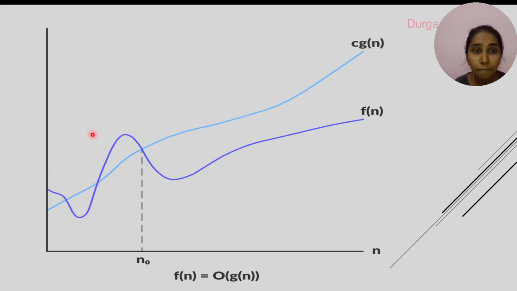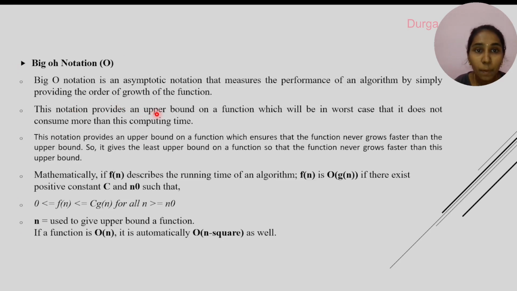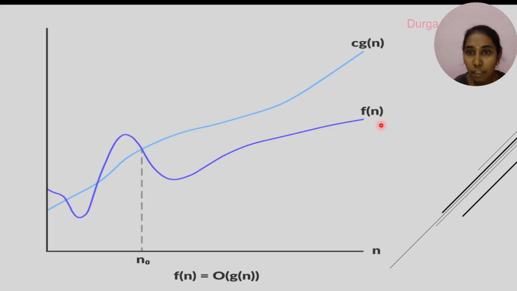This is the function f of n, and this is g of n. Here big O notation always gives an upper bound on the function. The notation provides an upper bound on a function, and f of n is the function. So it is always an upper bound on a function. Here n naught is a constant.